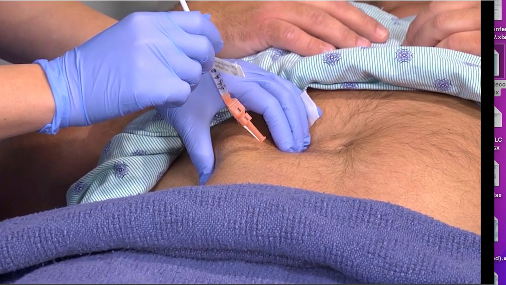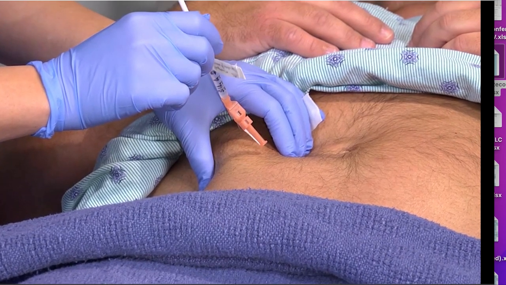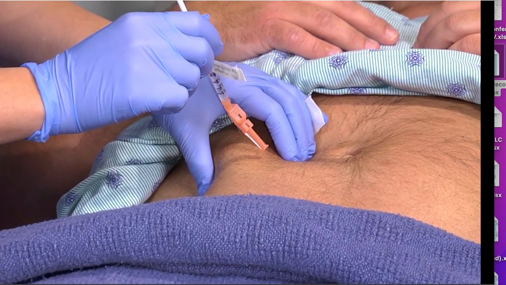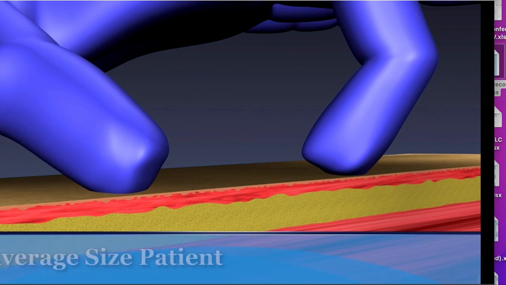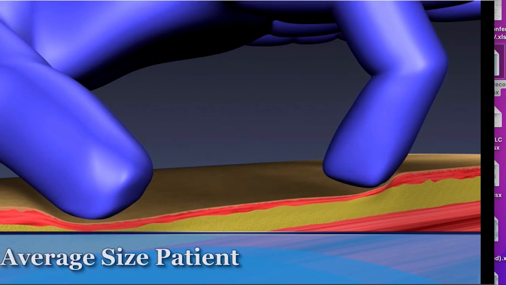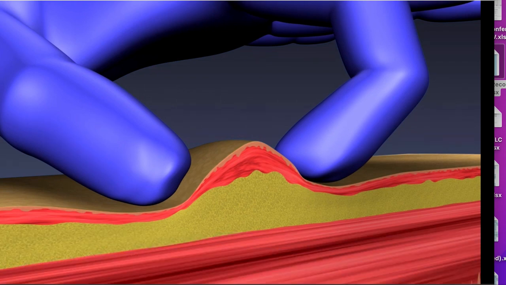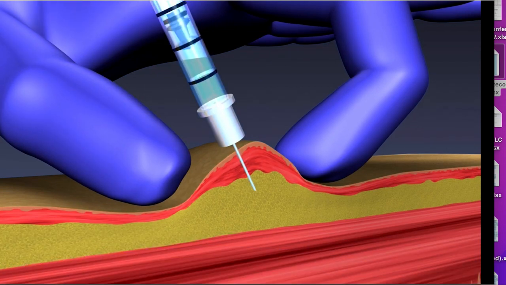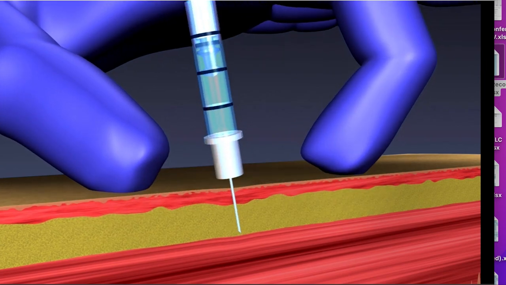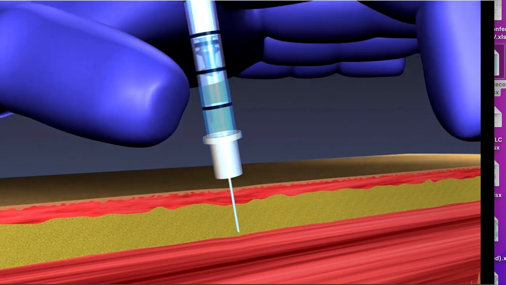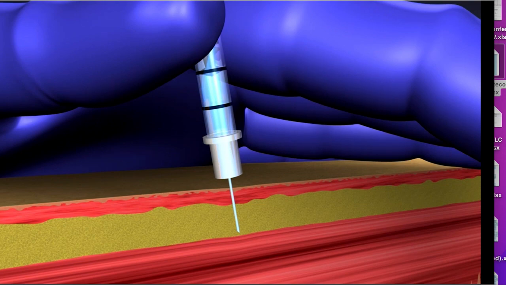Hold the syringe between the thumb and forefinger of your dominant hand as though you were holding a dart. If your patient is of average size, hold the skin across the site or pinch a fold of skin with your non-dominant hand. Insert the needle quickly and firmly at a 45 to 90 degree angle. Release the pinched skin. Rest your non-dominant hand on the patient and use it to stabilize the syringe.